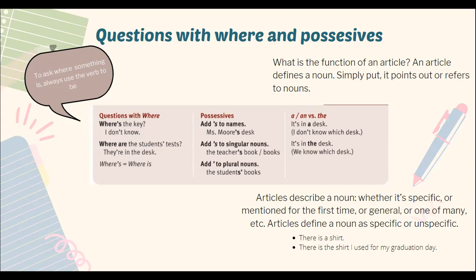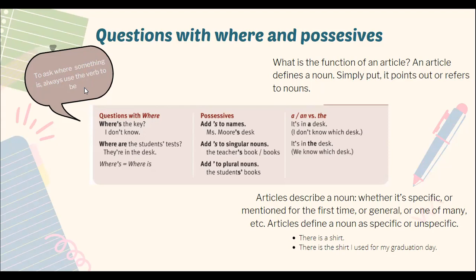Where is? Exactly, where is. And which one do we use with plural? Where are, very good. Now, have in mind something. Cuando preguntamos por cosas, hay una combinación de where and the verb to be. You always have to use the verb to be to ask for the location of something.